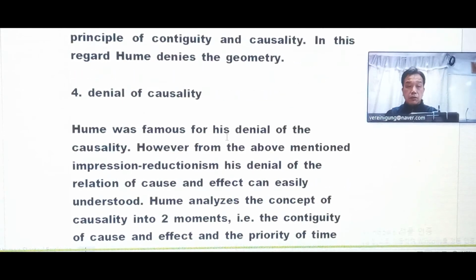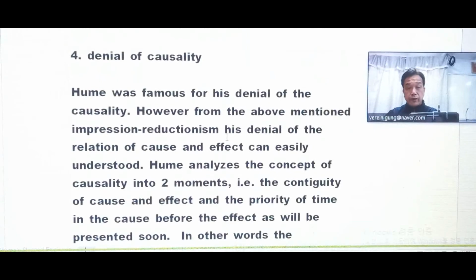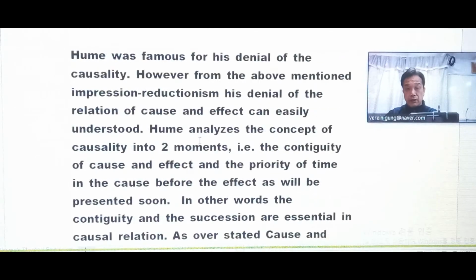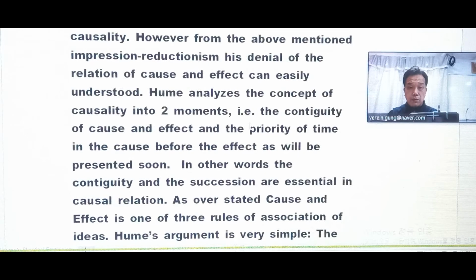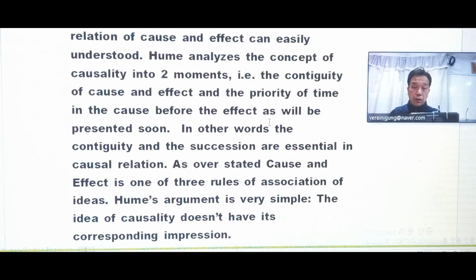Chapter 4. Denial of causality. Hume was famous for his denial of causality. However, from the above-mentioned impression reductionism, his denial of the relation of cause and effect can be easily understood. Hume analyzed the concept of causality into two moments, that is, the contiguity of cause and effect and the priority of time in the cause before the effect, as will be presented soon. In other words, contiguity and succession are essential in the causal relation.